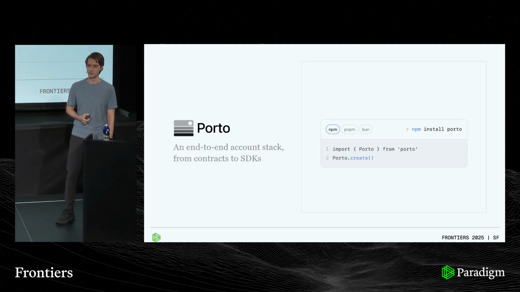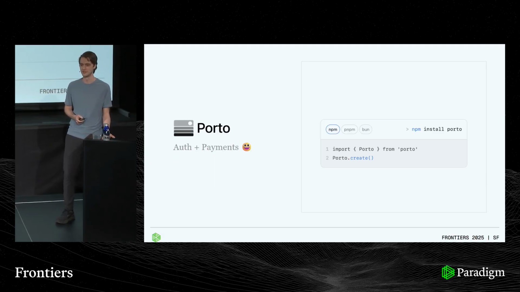So Porto is a tool we released recently that aims to solve some of these problems. The one jargony crypto description is an end-to-end account stack from contracts to JavaScript. And what that really means is it's auth plus payments. These are things that most apps need. They need to have their users log in, identify themselves, maybe not KYC, know who they are, but have a user ID somewhere in the database. And then payments, being able to pay for services, transfer value, stuff like that.